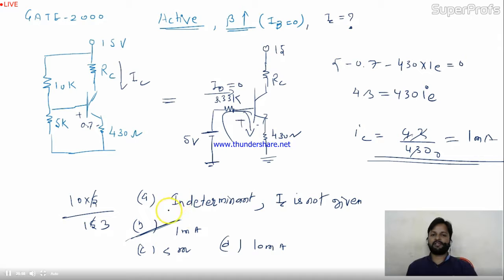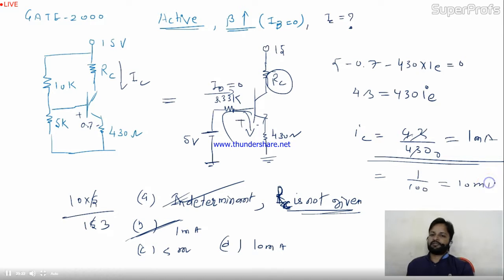Some students will say indeterminate because RC is not given, and they're asking for current IC. But the exact answer is determinable. Sorry, I made a mistake over here. This is 4.3 divided by 430, which is 1 divided by 100, so it will be 10 milliampere. So your answer is 10 milliampere, not 1 milliampere.